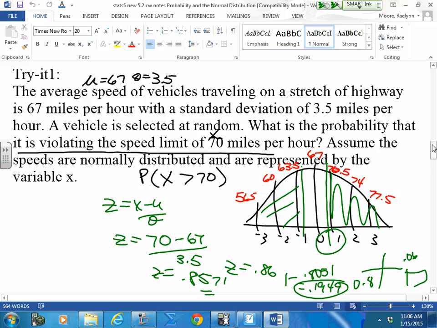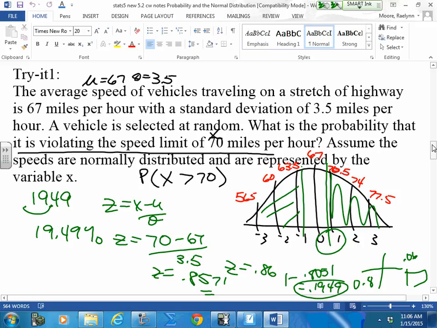Now, it makes more sense when you move this from a decimal to a percent. So I have a 19.49% chance that I choose a car at random that is violating the speed limit, going more than 70, as I'm scanning my stretch of road here. Okay? You would accept it as either a decimal or a percent.